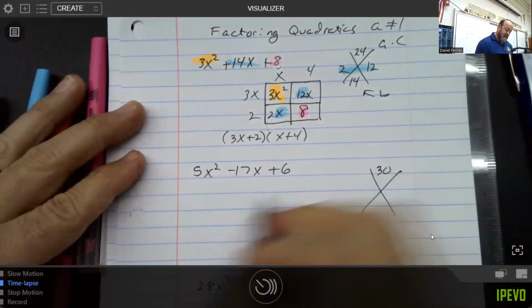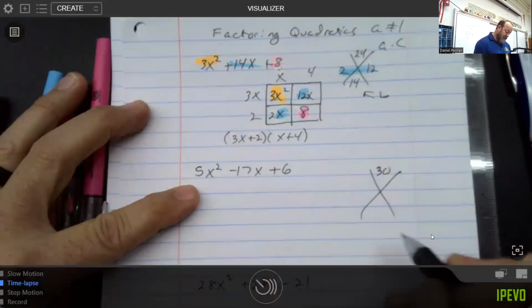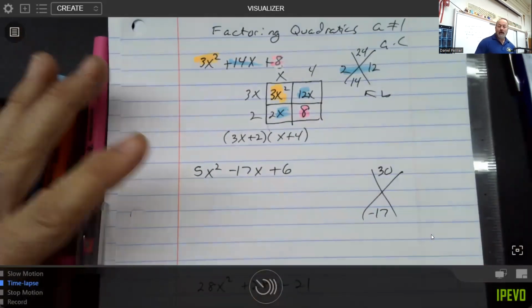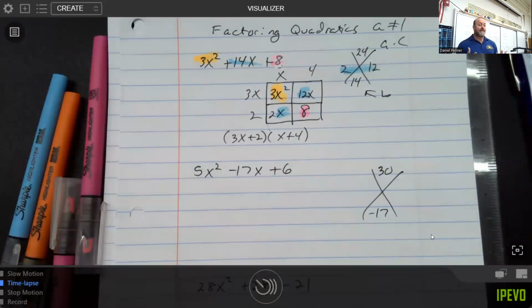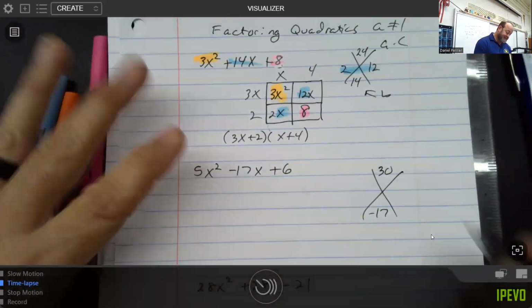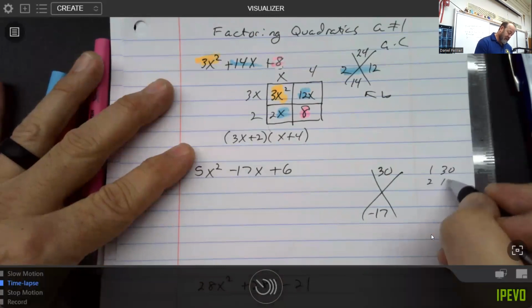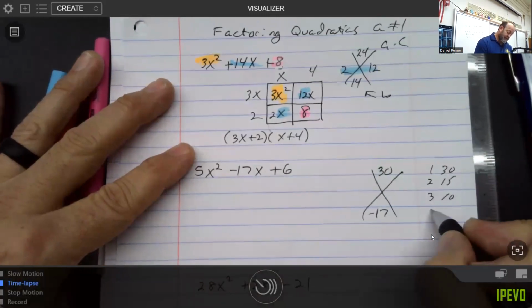We put a times c on top, that's 30. We put the negative 17 on the bottom. Not a super hard problem. 30 is either 1 times 30, 2 times 15, 3 times 10, or say 5 times 6.